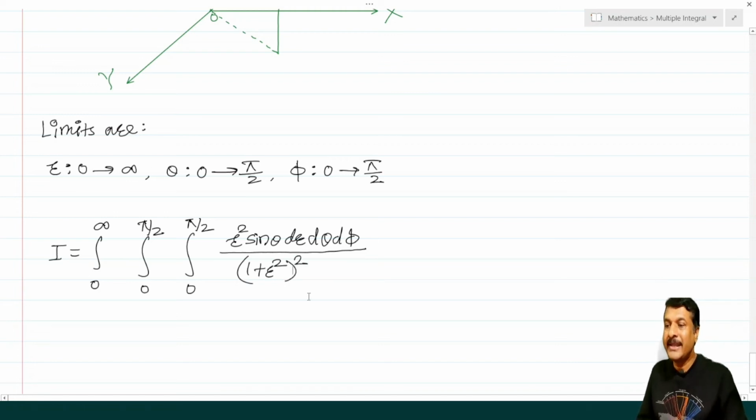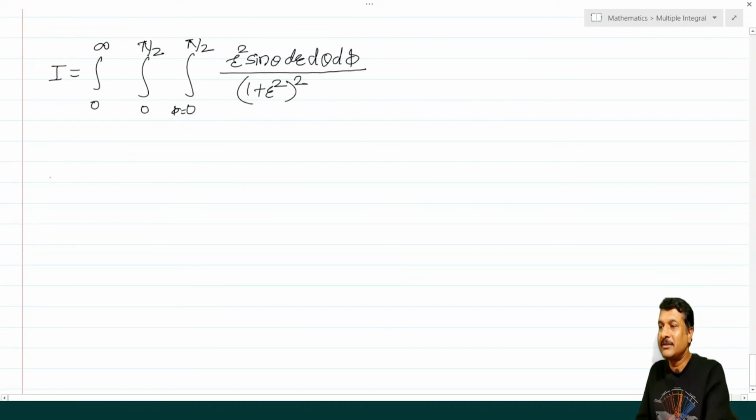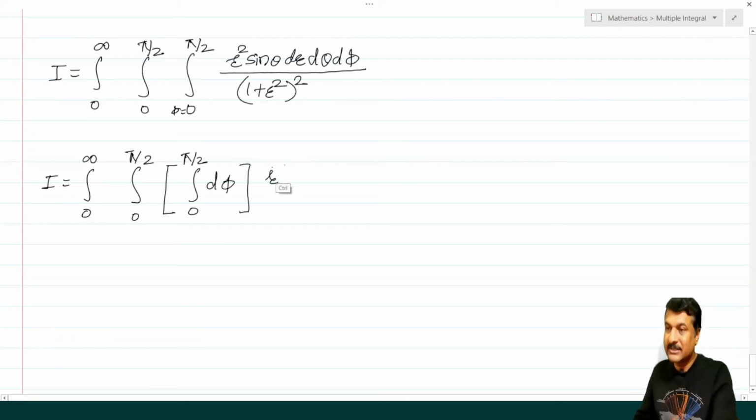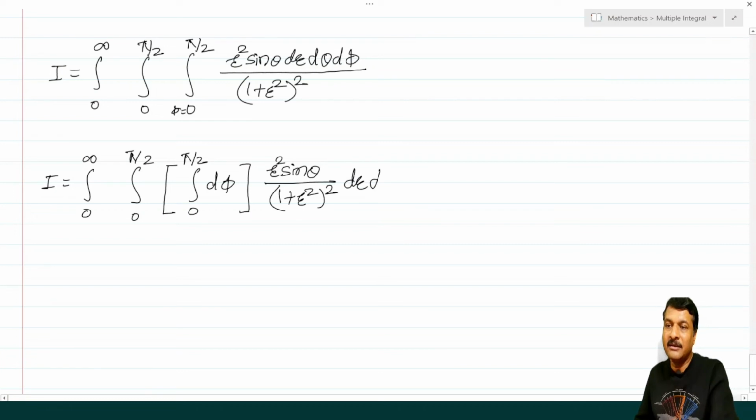So for the inner integral, note that these are the r, theta, and this is the phi. So first integrate with respect to phi, keeping all the rest outside. So I am getting I equal to integration 0 to infinity, inner integration 0 to pi by 2, only phi inside. So I am getting integration 0 to pi by 2 d phi, outside r square sin theta upon (1 plus r square) whole square into dr d theta.